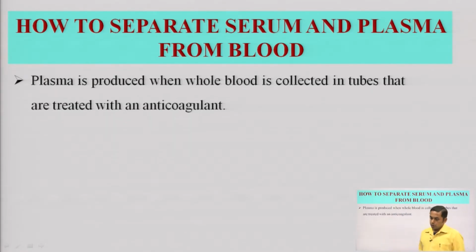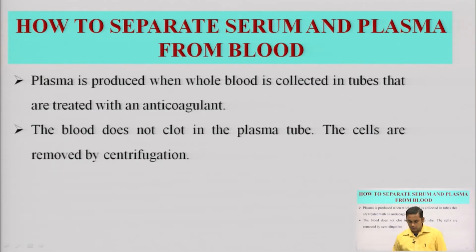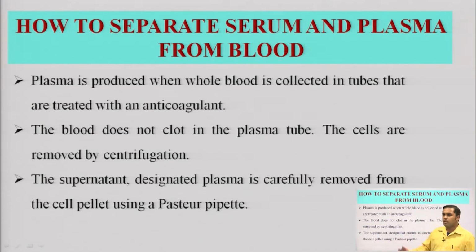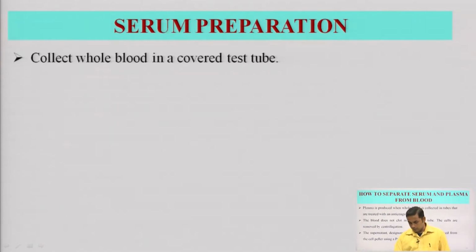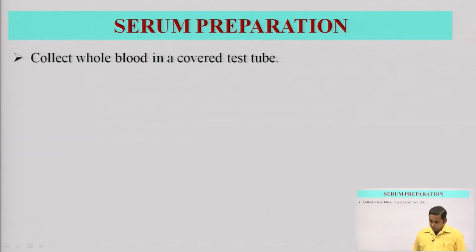The plasma is produced when whole blood is collected in tubes that are treated with an anticoagulant, and blood does not clot in the plasma tube. The cells are removed by centrifugation, because we are already removing the clotting factors. So, there are no chances of clotting of the blood in that tube. The supernatant, designated plasma, is carefully removed, as I mentioned. So, now the understanding is that you have separated the plasma and serum.